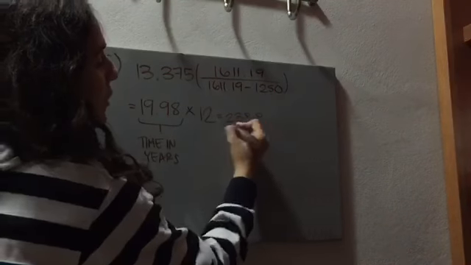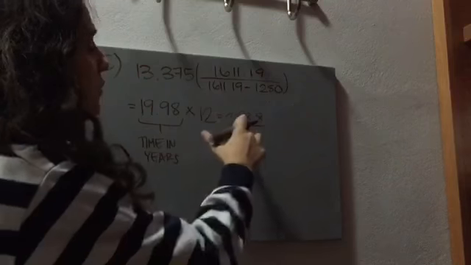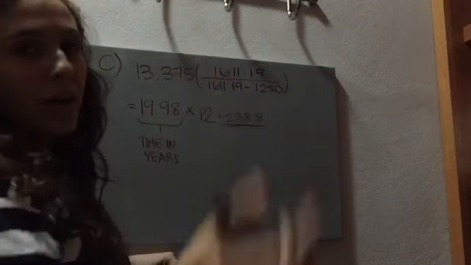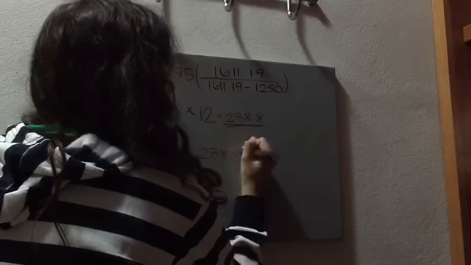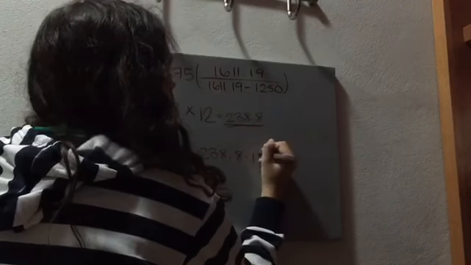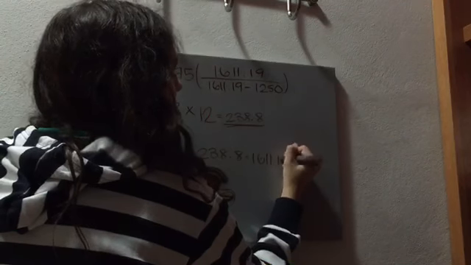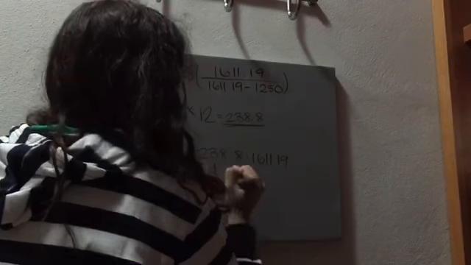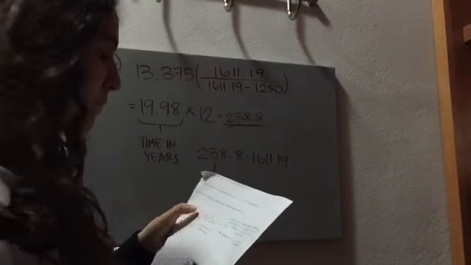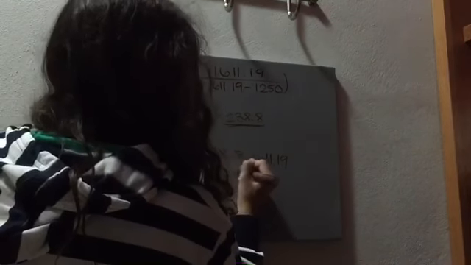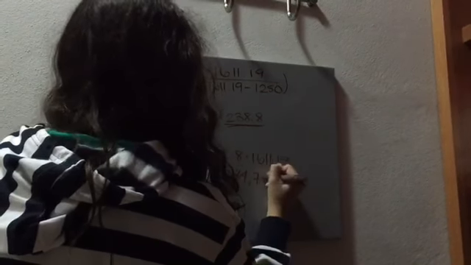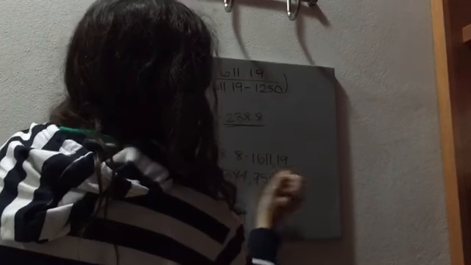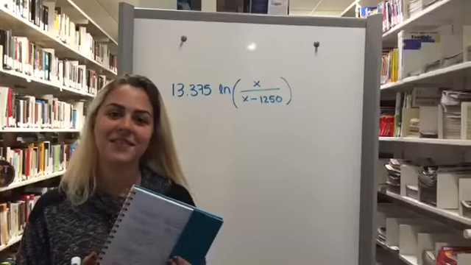So now we have this number, and what is left to do is multiply this number by this first number to get our total, our final answer. That is 238.8 times 1,611.19, and our final answer is going to be 384,752.17, and this is our final answer for number C.